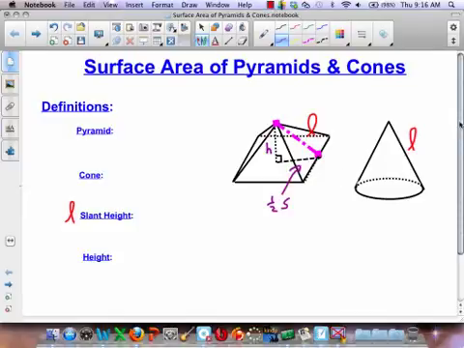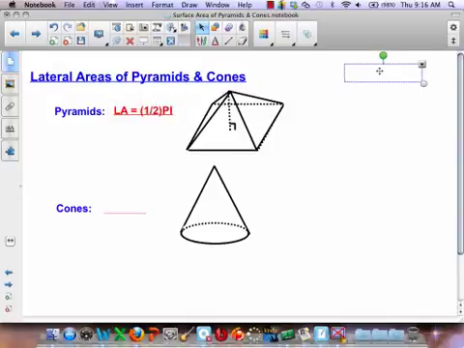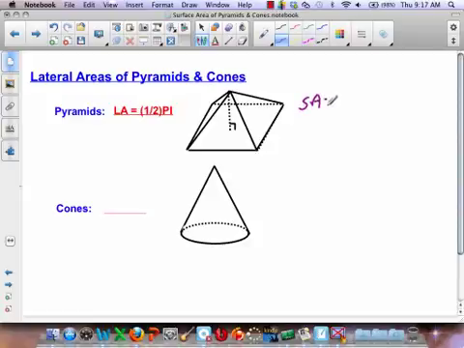All right, so the formula for this is fairly simple: 1/2 PL. The lateral area of a pyramid is 1/2 PL. What does the P represent? The perimeter of the base. Now, if I want total surface area, what do I need to include? Your base. So the surface area is 1/2 PL plus 1B, because I only have one base.